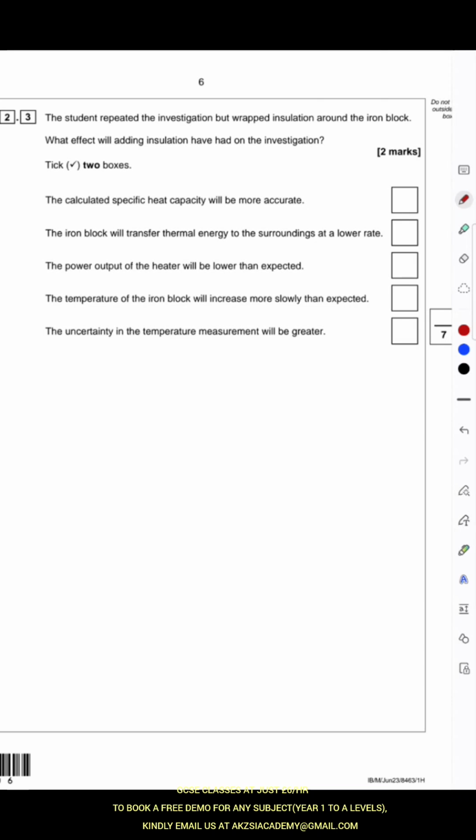2.3 says the student repeated the investigation but wrapped insulation around the iron block. What effect will adding insulation have had on the investigation? Obviously, the calculated specific heat capacity will be more accurate in this case, because there will be less heat loss, and heat loss can really mess up the calculation. So this is the correct one. And the second one is obviously the iron block will transfer thermal energy to the surroundings at a lower rate. That's the work of an insulation.